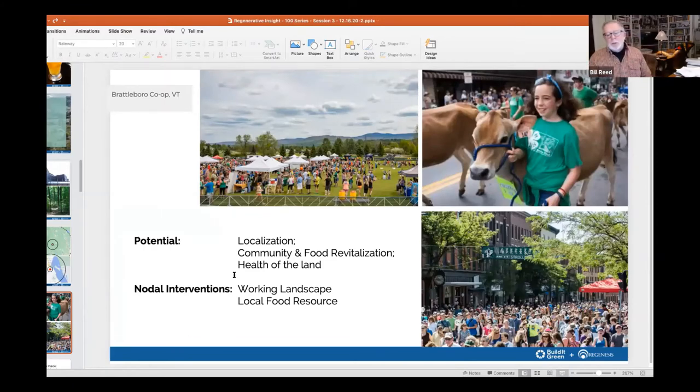And so the potential we saw was that the land could be revitalized, the localization could actually be realized, and the food system and community relationship could be further strengthened. It was already there. We weren't pushing an idea on them. It existed. It was up for us to work with them to understand that. And the nodal intervention was that it was a working landscape, and the local food resource really resonated to them. So that allowed for all sorts of non-project related activities to be sponsored or inspired and motivated by working this way on that grocery store.